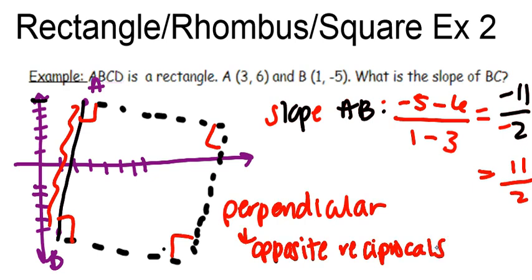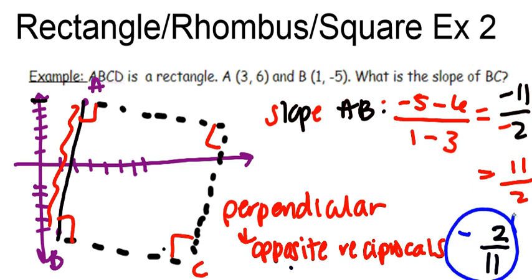Okay, so the slope of BC, we'll just say that this is B here. The slope of BC is going to be the opposite reciprocal of 11 over 2. So the reciprocal means you have to flip the fraction over. So it's going to be 2 over 11. The opposite part means you change the sign. So since this is positive, our final answer is going to be negative. So the slope of BC is going to be -2/11.